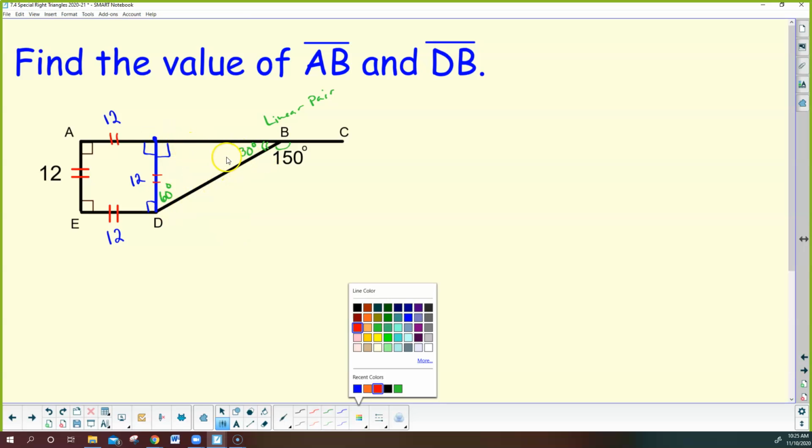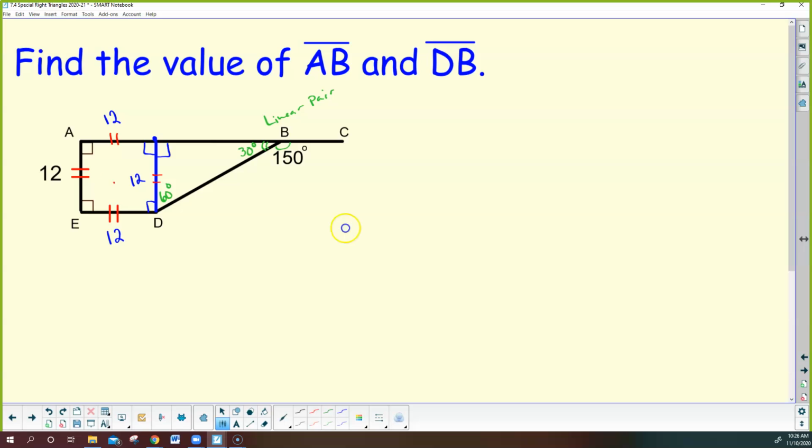Now notice, across from the 30, I'm going to take my red pen and we're going to put our formulas. Across from the 30 is the smallest side, that's n. So n is equal to 12. Across from the 90 is the longest side at 2 times n. And always across from the 60 is n times the square root of 3. So there are the formulas. That's our new special right triangle.